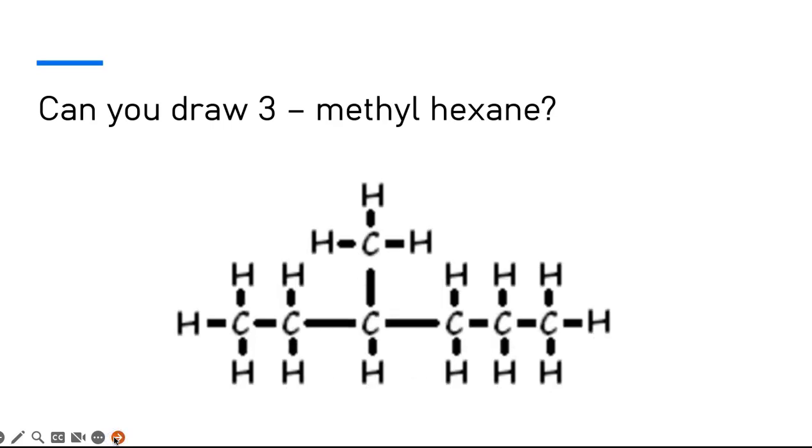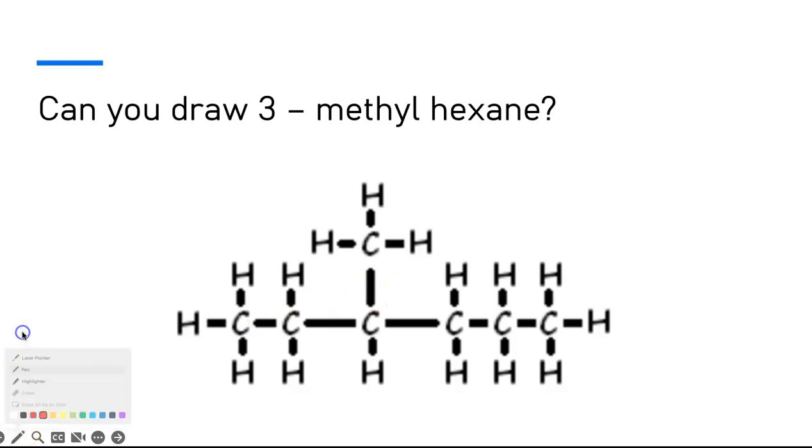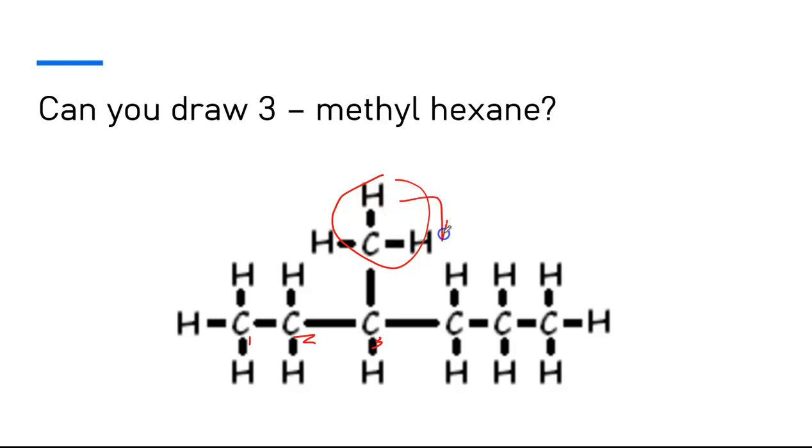Hopefully you've got something like this. Now, could you have drawn it differently? I numbered my carbons from the left side, of course. So here's carbon 1, 2, 3. If you had numbered your carbons from the other side, yes, this 3-methylhexane could have been over here, and that's okay.